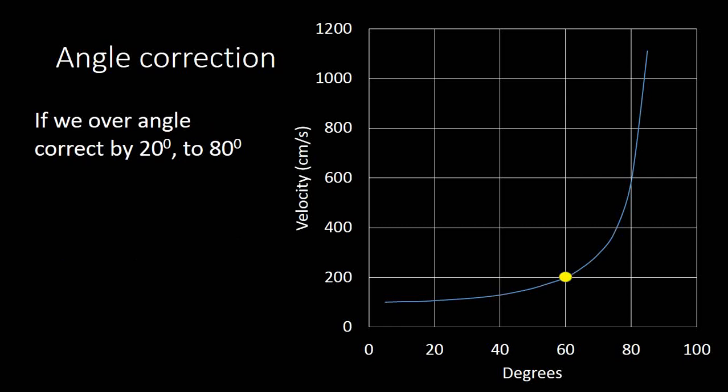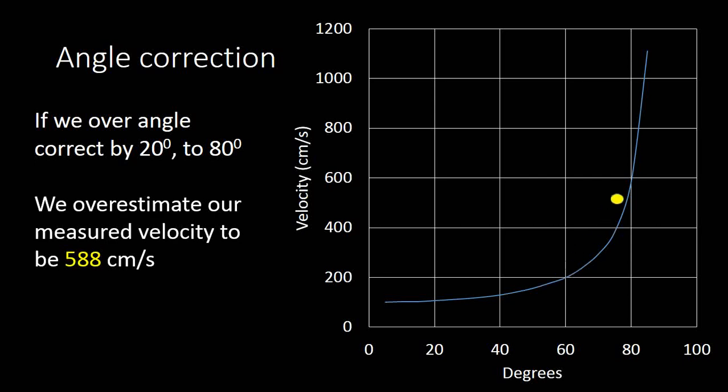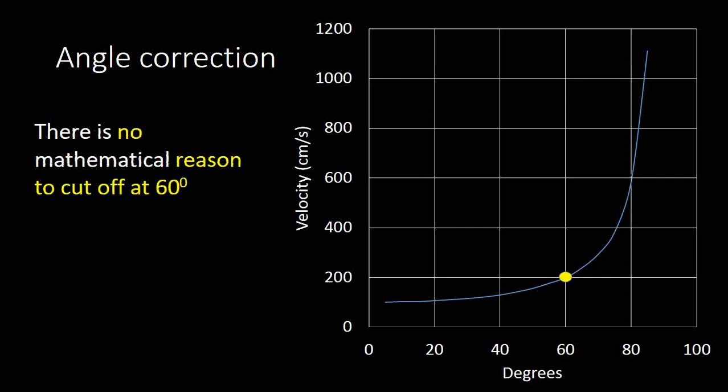Now, if we over-angle correct, so again, our real angle of inclination is 60, but on the machine we angle correct to 80 degrees, we see that we dramatically overestimate our velocity, and in this case, the velocity of 100 divided by the cosine of 80 is 588 centimeters per second.